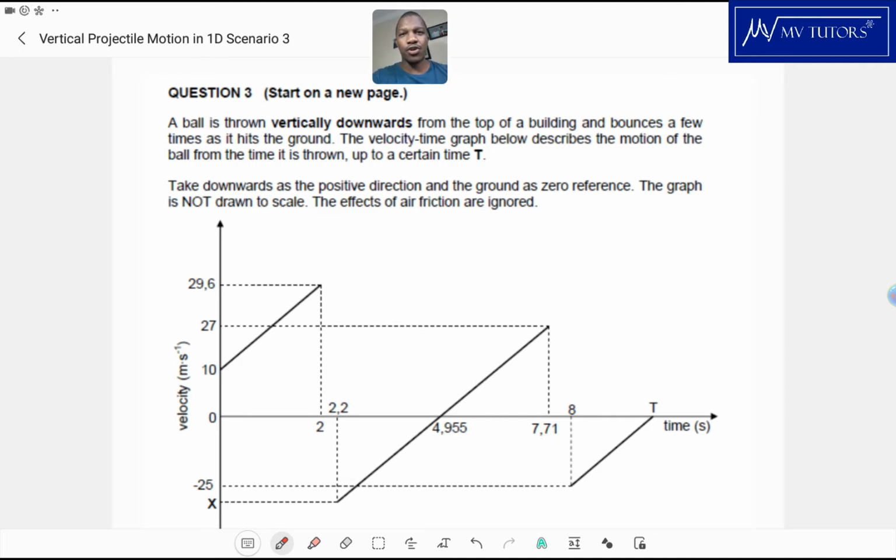Okay, the topic we're doing is vertical projectile motion in 1D, and we're going to be doing a scenario 3 example, or question rather. Now, scenario 3 is when you have a bouncing ball. But let's just go into the question real quick and read it up.